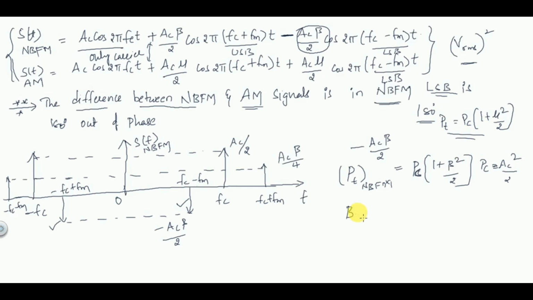Similarly for bandwidth, the highest frequency is FC plus FM and the lowest frequency is FC minus FM. So FC plus FM minus FC minus FM gives 2 FM. The bandwidth of an NBFM signal is again equal to 2 FM. These are the formulas for calculating power and bandwidth for an NBFM signal. We took this because it is similar to AM. These are the differences and similarities between AM and NBFM signals.